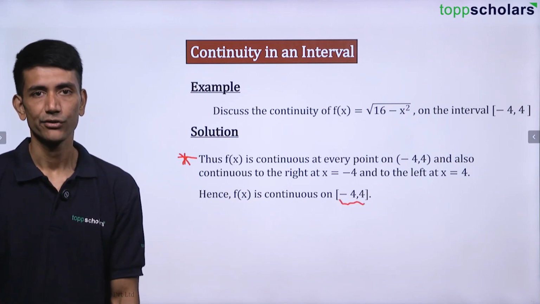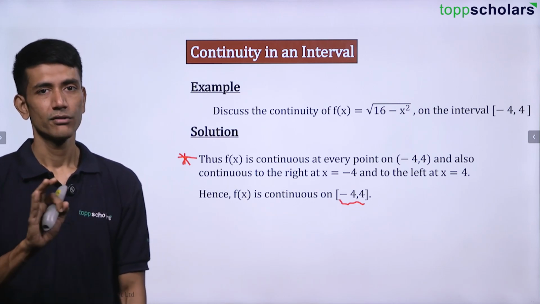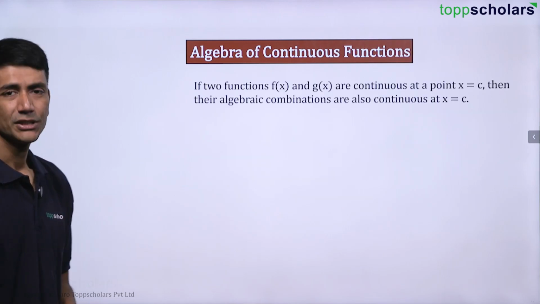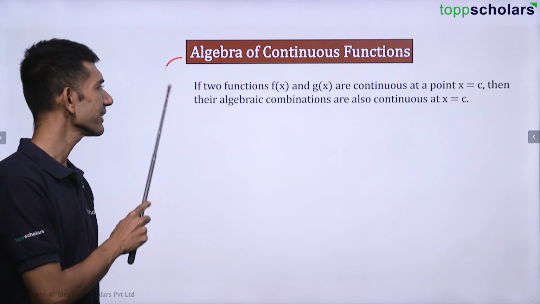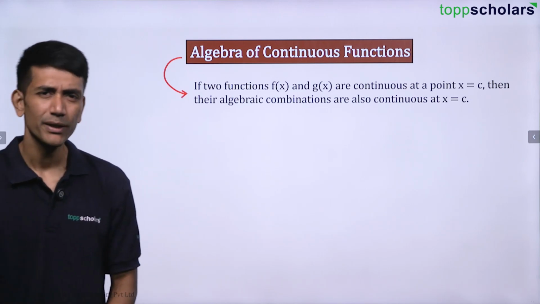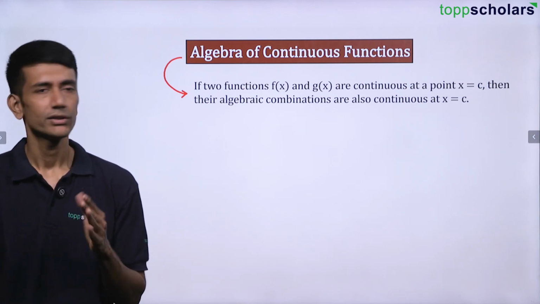Correct? The function is continuous on the closed interval minus 4 to 4. Simple question. Let's continue further. Now let us talk about the algebra of continuous functions. When I say algebra of continuous functions, here I am going to talk about the arithmetic operations basically, that is addition, subtraction, multiplication and division.